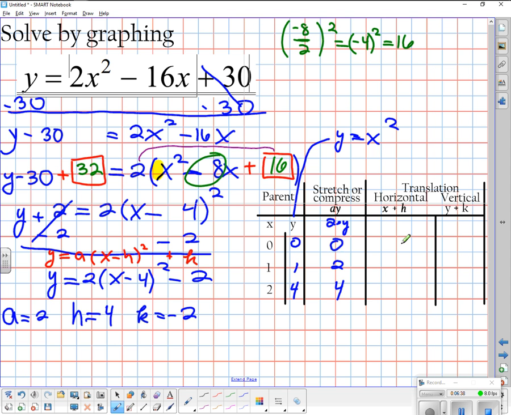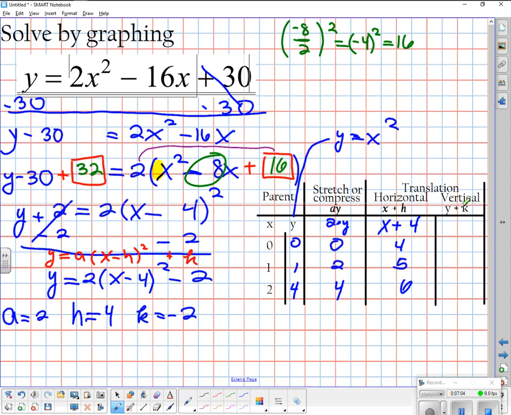Now the translation, horizontal, x, and in this problem, h is 4. So x plus 4. Take all the x values and you're going to add 4 to them. 0 plus 4 will give you 4. 1 plus 4, 5. And 2 plus 4, 6.